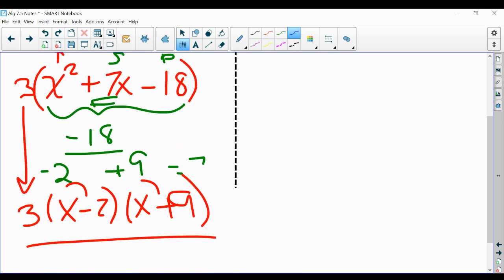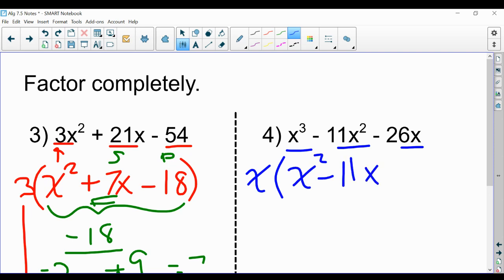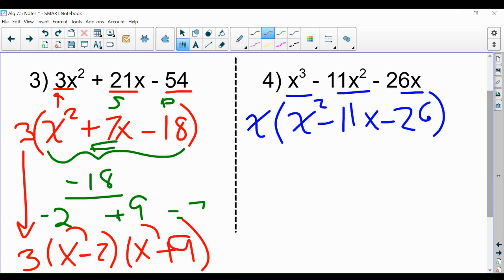Okay. The next one, you notice that, yep, once again, there's a common factor in each of the terms. This time it's an x. So I can pull an x out of everything, and I'm left with x squared minus 11x minus 26. Again, I'm going to look to salt and pepper. Sum of negative 11, product of negative 26.